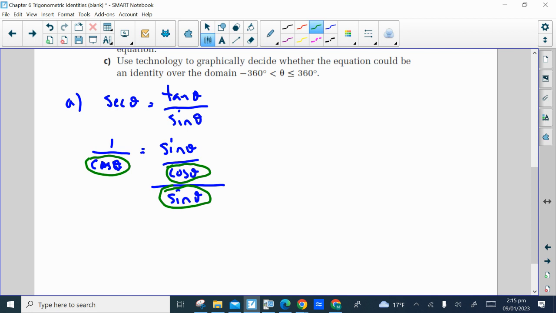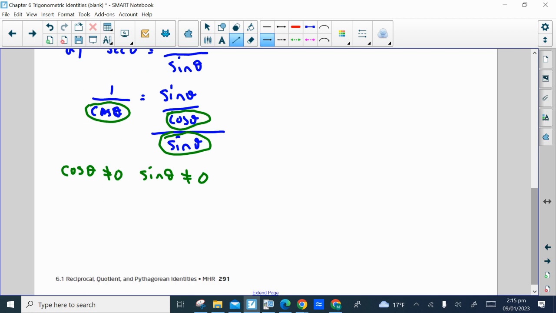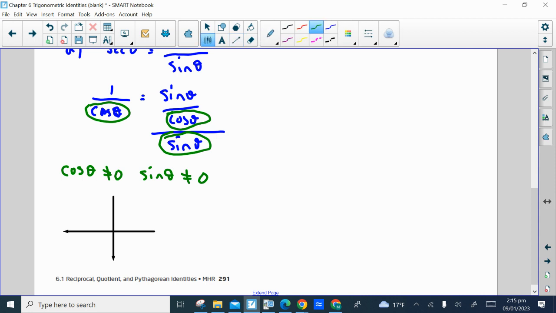And remember that our non-permissible values come wherever the denominator is equal to 0. So cos theta cannot equal 0, and sine theta cannot equal 0. So our restrictions on theta are the angles, and it says above there in degrees, where either sine theta or cos theta equals 0. And to help us with that, we can look at our unit circle again. We're going to be concerned with the points on the axes.